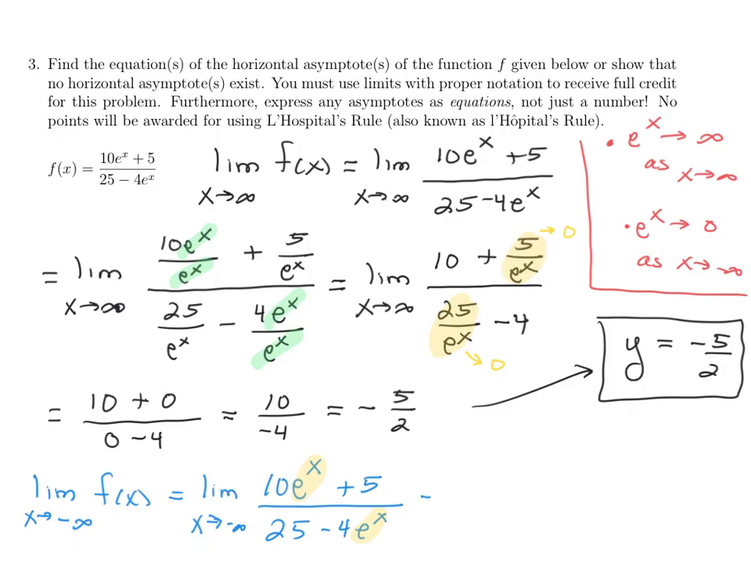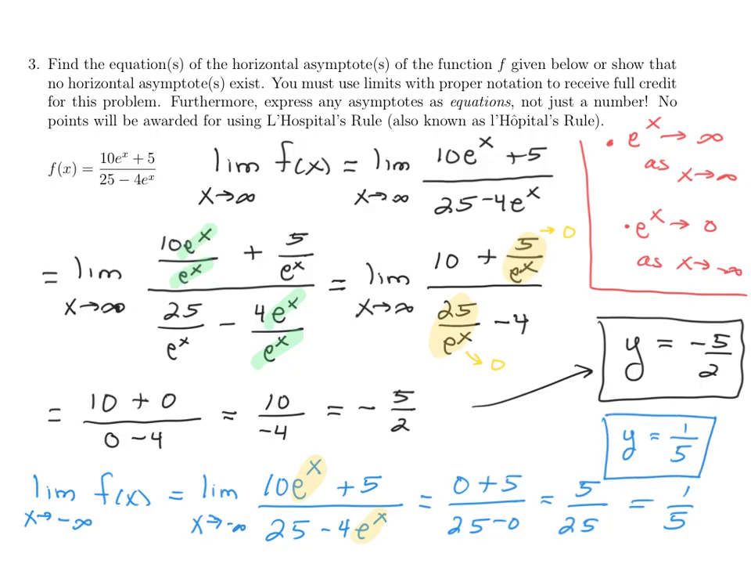So to evaluate this, this is 0 plus 5 divided by 25 minus 0, which is 5 over 25, or simply 1/5. So again, you want to state your answer as an equation, and that's y is equal to 1/5. So this function actually has two different horizontal asymptotes, y equals negative 5/2 and y equals 1/5.